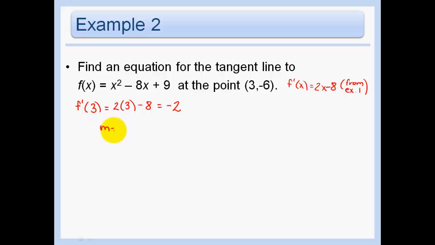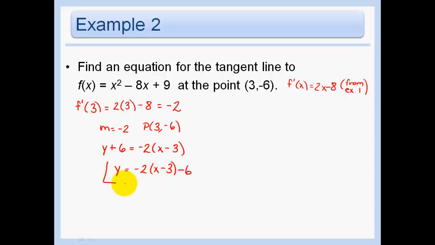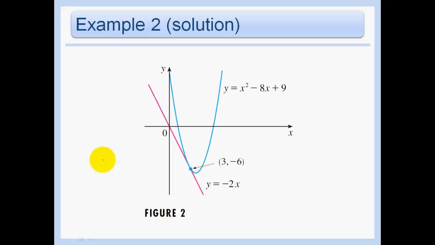So we have a slope, we have a point, and so we have an equation. y minus y1 equals the slope times x minus x1. y equals negative 2 times x minus 3, minus 6. We're good to go. Next problem. Oh, here's a graph of our solution.